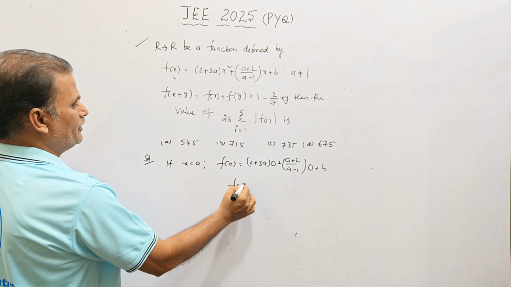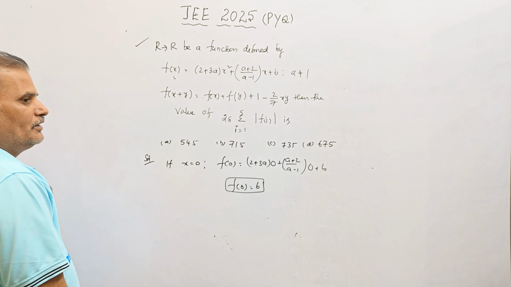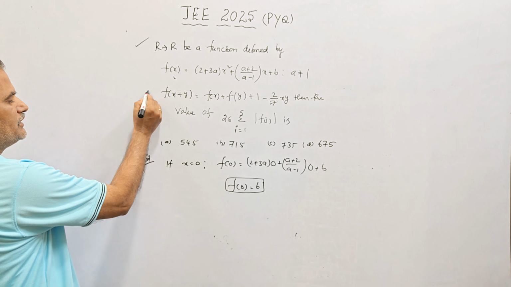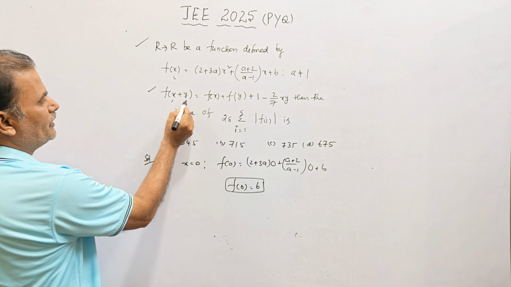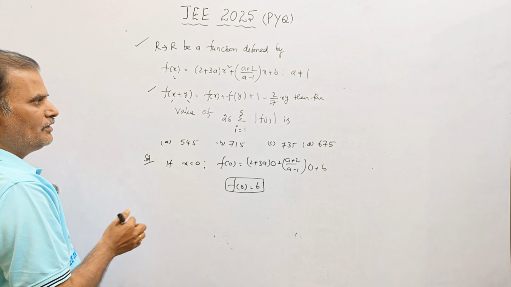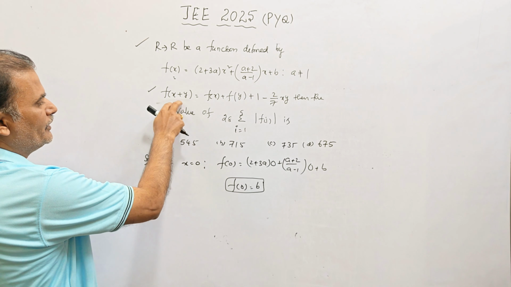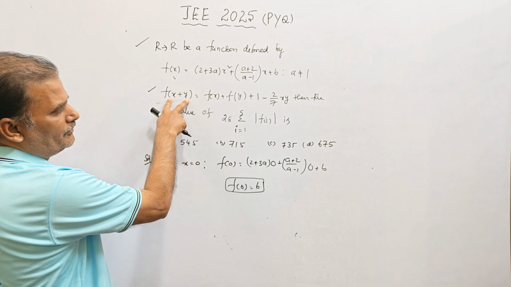Therefore, f(0) is equal to, by cancellation, b. f(0) is equal to b. Now, from the second equation also, we want f(0). That means if x is equal to 0 and y is equal to 0, or if y is equal to minus x, we get f(0) also.